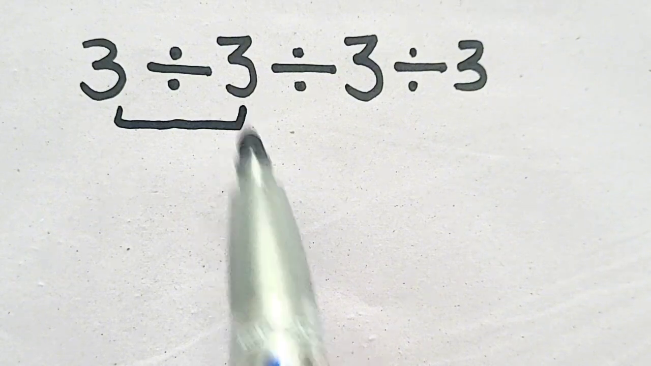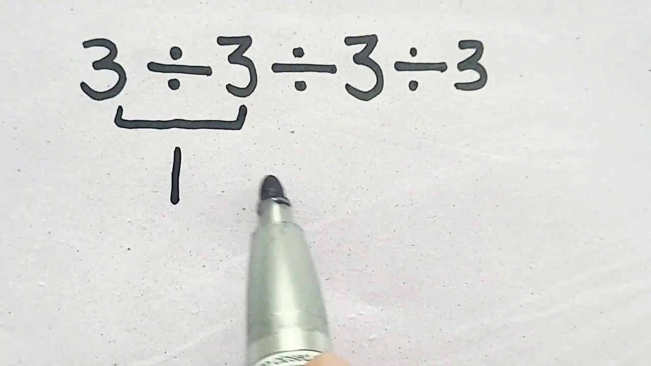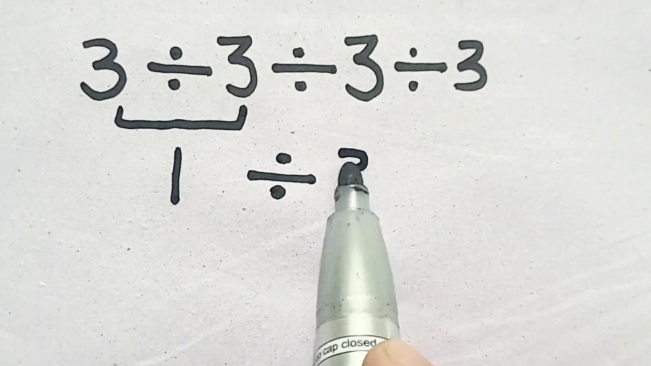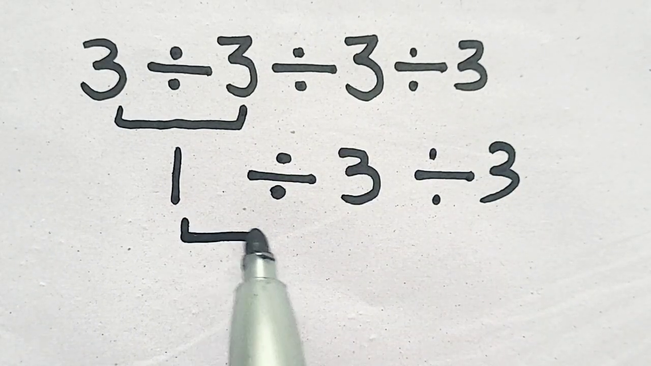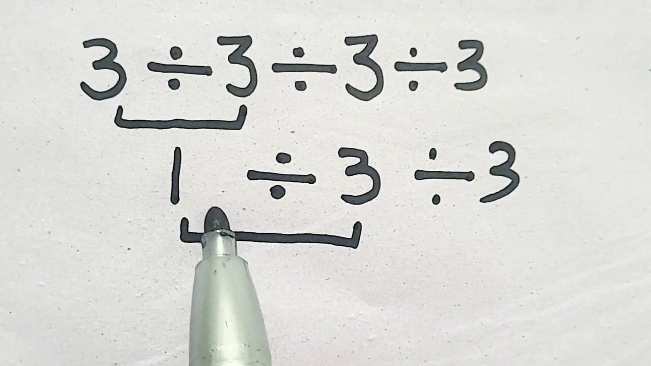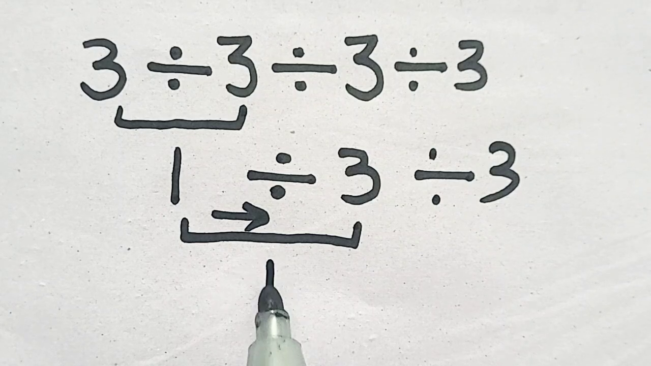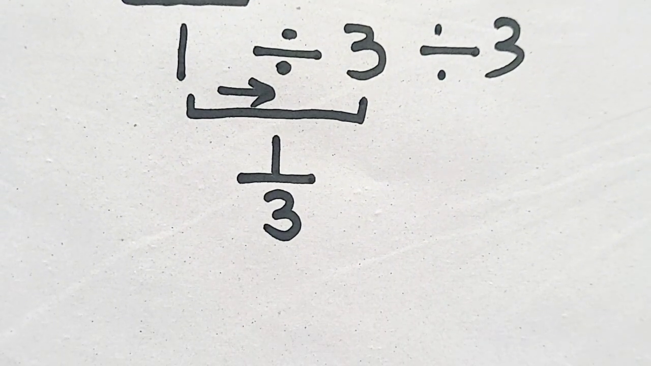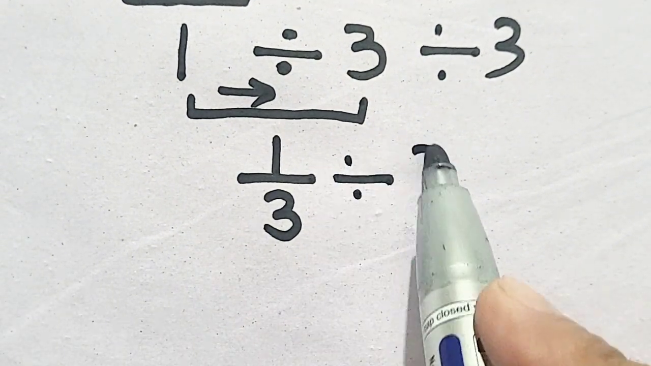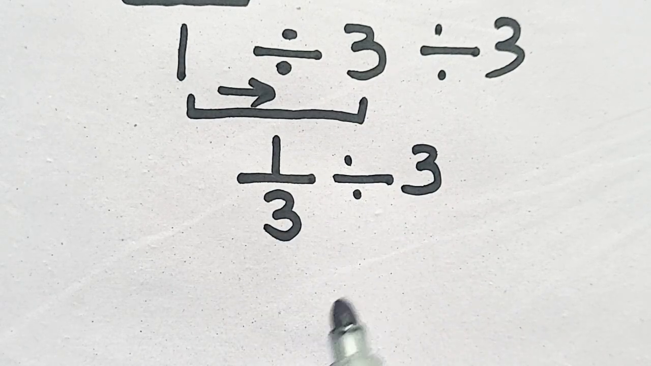First of all, we have to solve this one. So 3 divided by 3 will be equal to 1, divided by 3, divided by 3. Now we will solve this one because we have to move from left to right. So 1 divided by 3 can be written as 1 divided by 3, divided by 3. Again, we have division between two numbers.